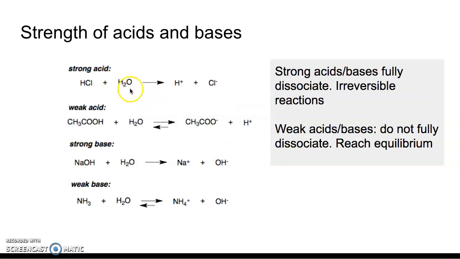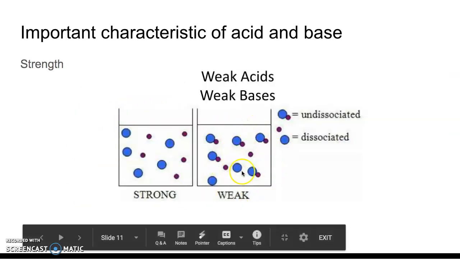So here's some examples. I have both strong and weak. So here's a strong acid. In the presence of water, it fully dissociates. Notice that the arrow here is one direction. It is an irreversible reaction. Whereas a weak acid, this is acetic acid, it dissociates. Again, we can see the hydrogen ion here, but it is actually in equilibrium. So part of it dissociates, part of it does not dissociate, so it falls under this category.